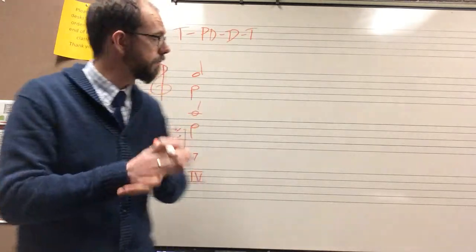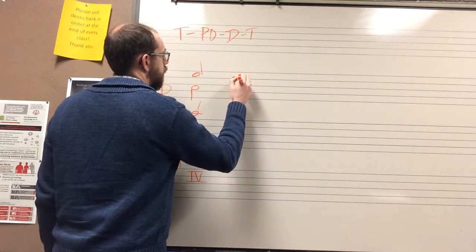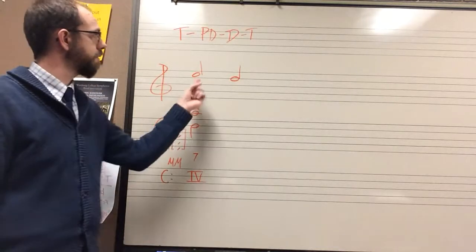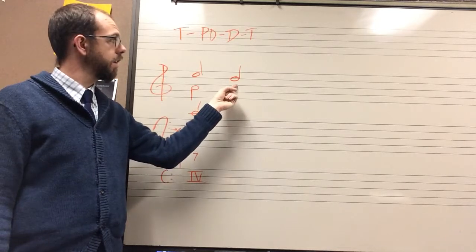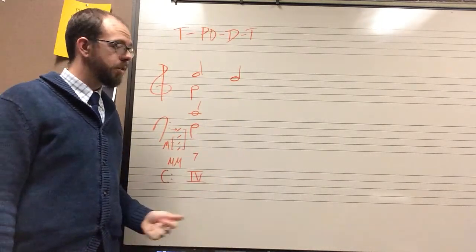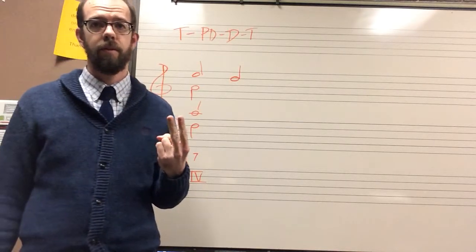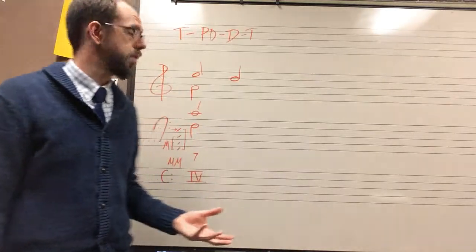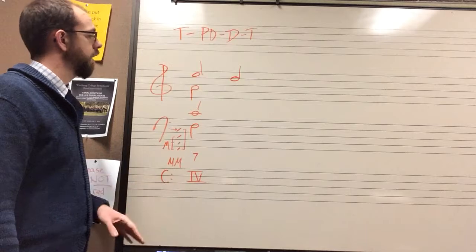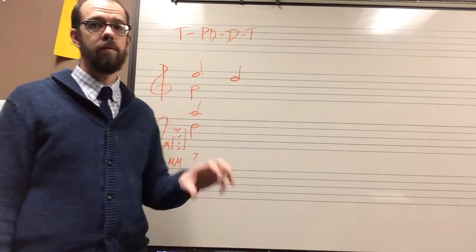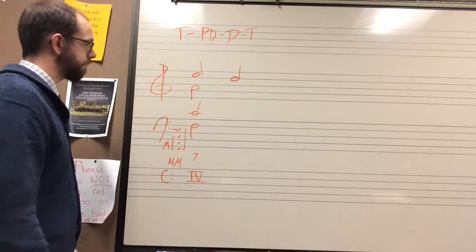Or in this case, 4/7. As you might guess, given the fact that the 7th needs to resolve downward by step to D, this chord has to have a D. One of the chords in C major that has a D is 2. It's a D minor chord in the key of C major. And so 4 can move to 2. 4/7 goes to 2 before resolving on to 5.